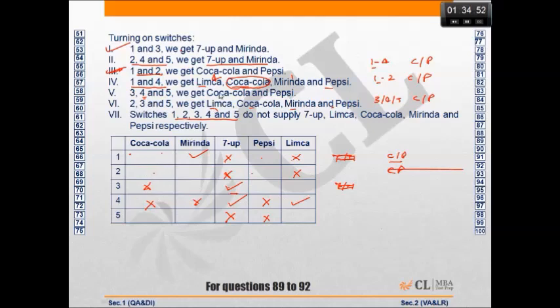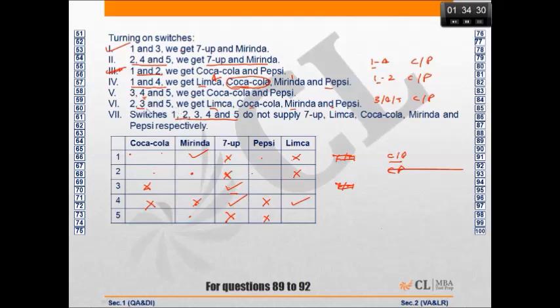Similarly Mirinda 2, 4, 5. Only one of them can give Mirinda between 2, 4 and 5. 4 cannot, in any case, so that means either 2 or 5. It has to be either 2 or 5.